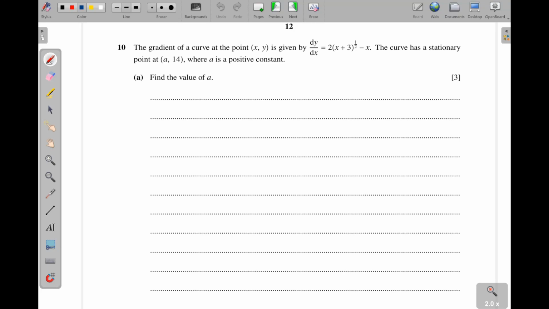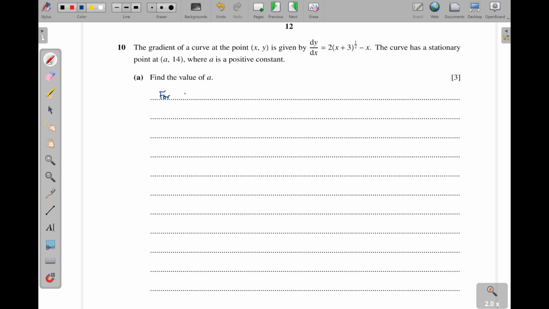Question 10, I can see this one is coming from differentiation. The gradient of a curve at the point, this one, is given by this expression. The curve has a stationary point, this one here, where a is a positive constant. Then find the value of a.